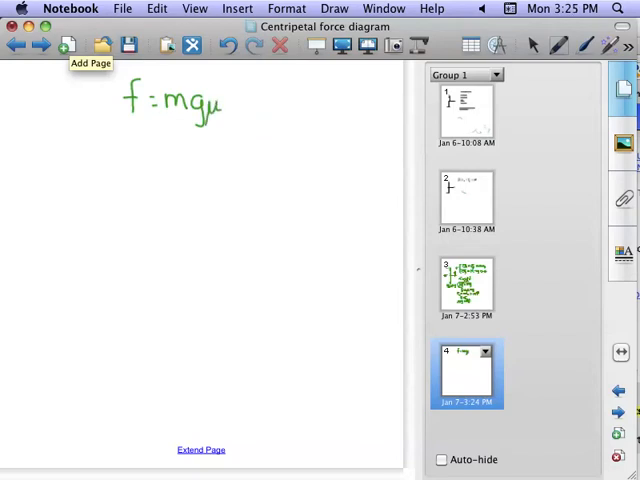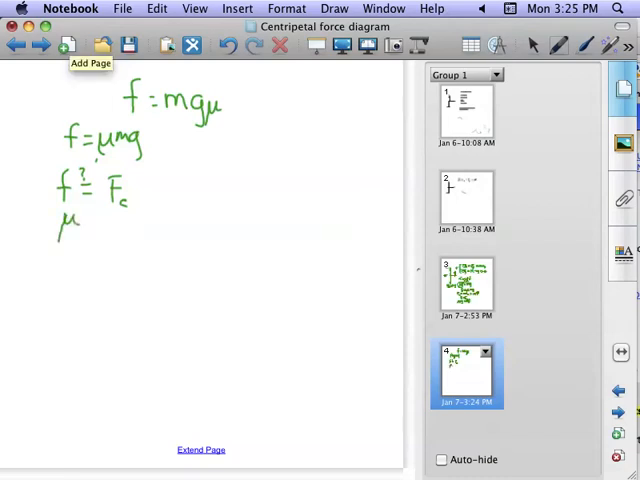Now let's add another page here. Now I'll write down the same thing we just had up above. Mu mg. And we need to know whether or not this is true. So we are going to do this.